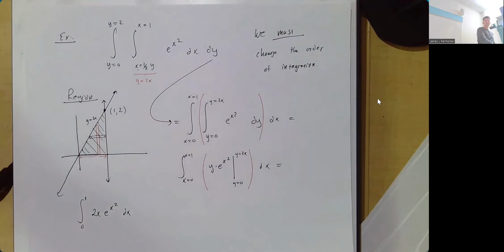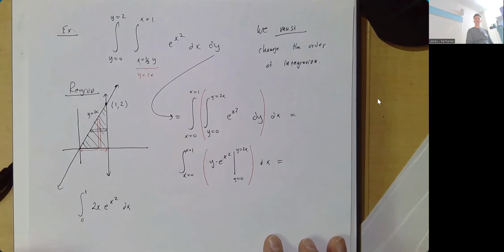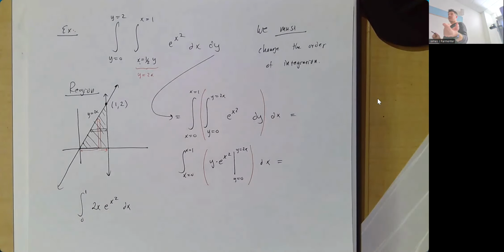What is a great choice for u here? Do you see something in this integral whose derivative is also there? Let's be simpler about it. You're not wrong, but I would prefer a simpler choice. Just x squared. Picking e to the x squared will work, but I think it's usually easier just to pick the exponent, or at least do that first.